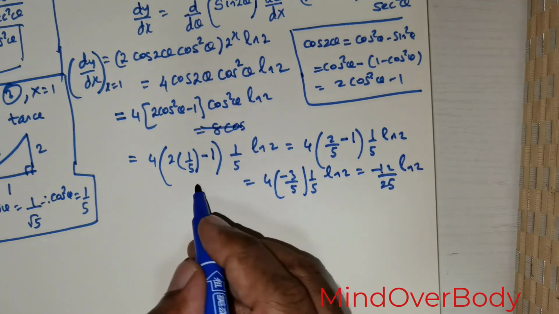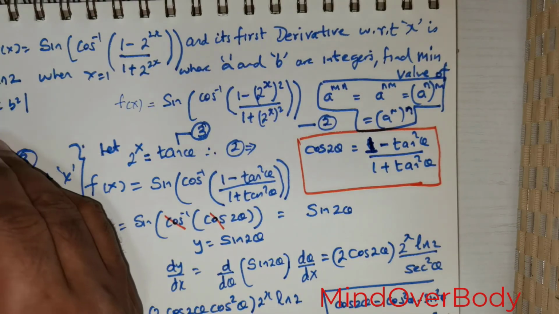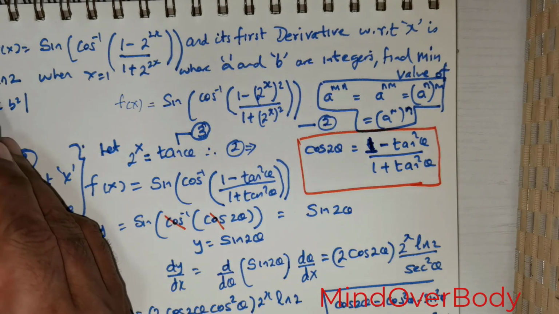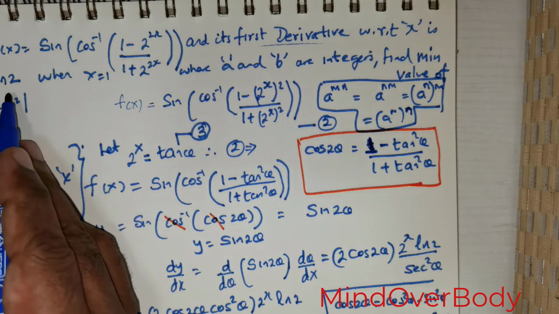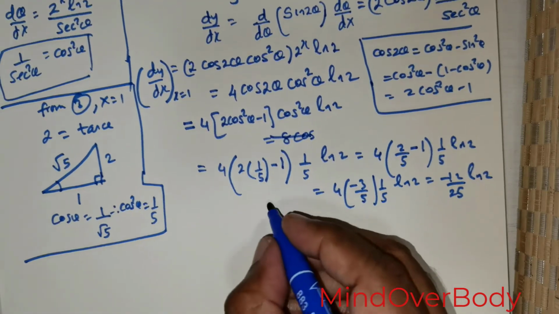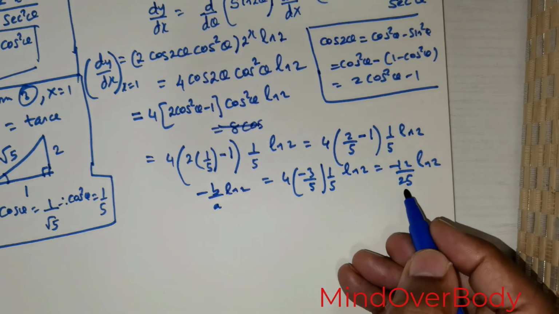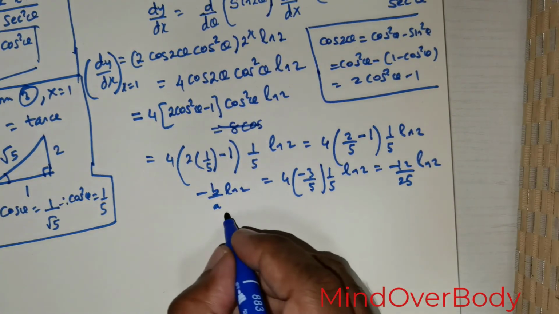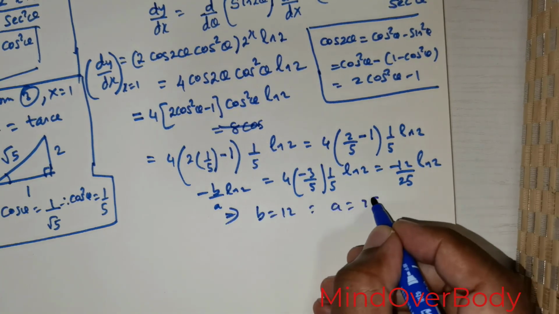What is this? This is dy over dx at x is equal to 1, which is given to be negative b over a ln 2. You see that? The first derivative with reference to x is negative b over a. So this is negative b over a ln 2, and this is negative 12 over 25 times ln 2. So this implies my b is 12 and my a is 25.